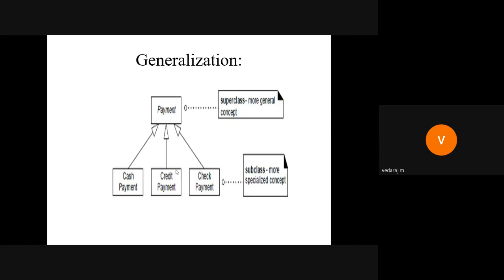Generalization we already discussed in the use case diagram, but in the use case diagram we are using an oval shape, and in the class diagram we are using a rectangle shape. The concept is similar only. Use case diagram generalization and class diagram generalization are the same, but the notation is different. See the difference: in the use case diagram we use the oval shape, in the class diagram we use rectangle boxes. This is very important.